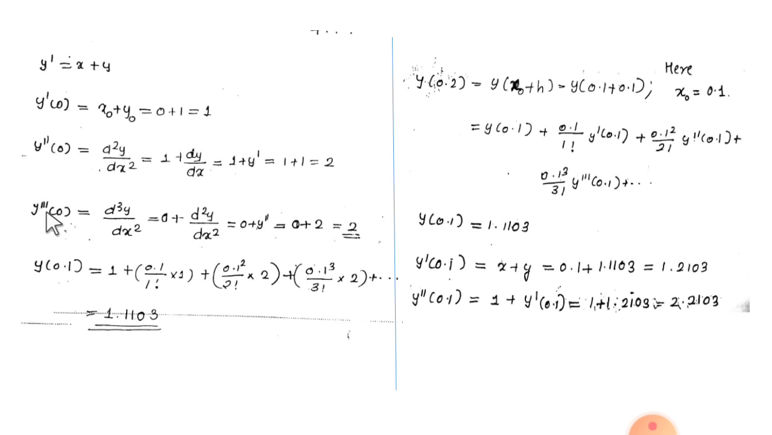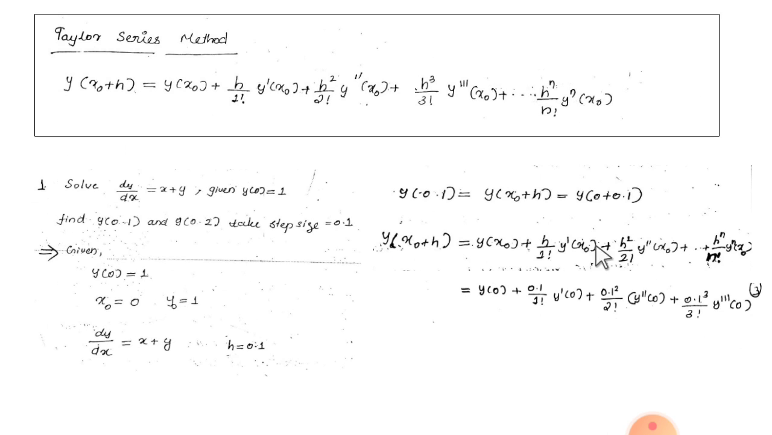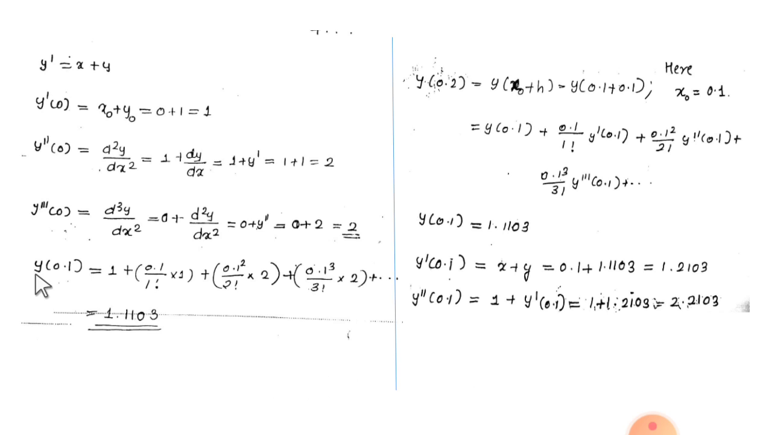Then y triple dash of 0. Y triple dash of 0 is what? d cube y by dx cube. That is differentiating this equation. You will get it as 0 plus d square y by dx square. That's equal to 0 plus y double dash. So y double dash value we have already found here. Substitute the value, you will get y triple dash of 0. Now you have got y dash of 0, y double dash of 0, y triple dash of 0. Substitute these values in the previous equation. Thus you can find y of 0.1.